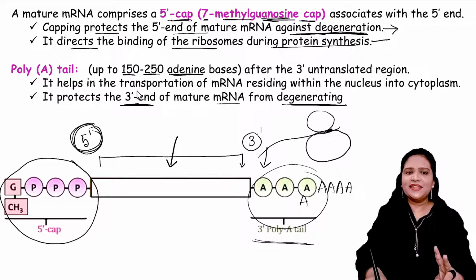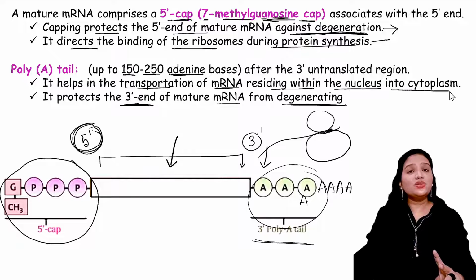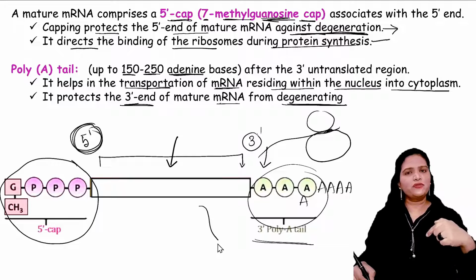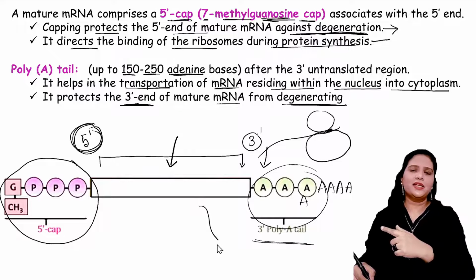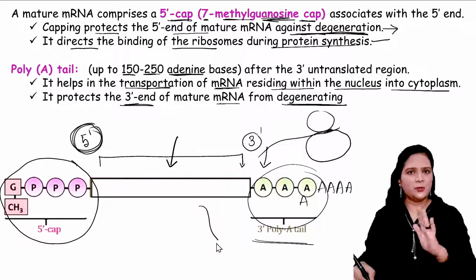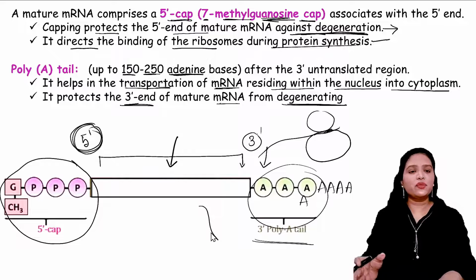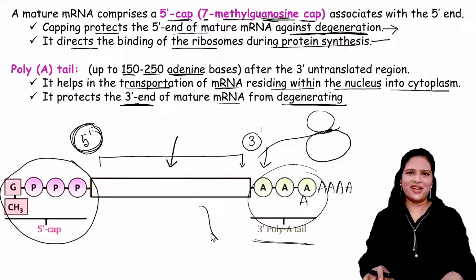And the second thing is it helps in the transportation of the mRNA residing within the nucleus to the cytoplasm. So this 3' end helps the mRNA to come out of the nucleus and go into the cytoplasm. Understand? So this is the function of the 5' and 3' ends of the mature mRNA.